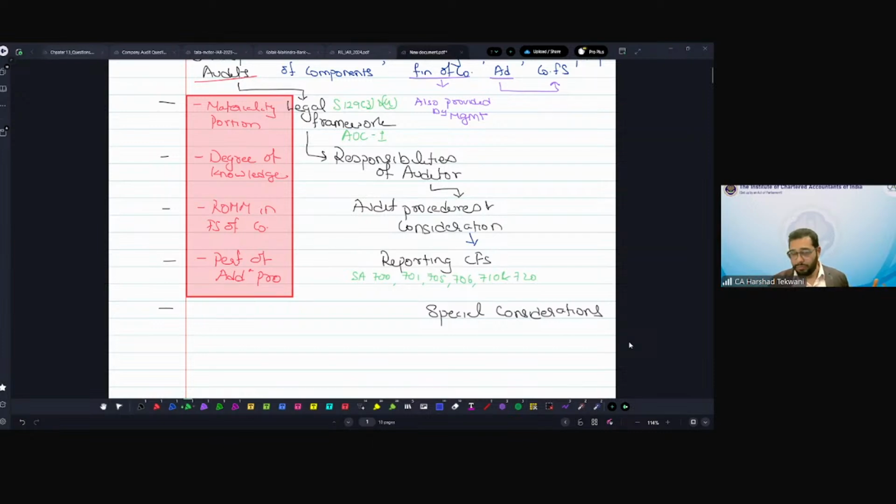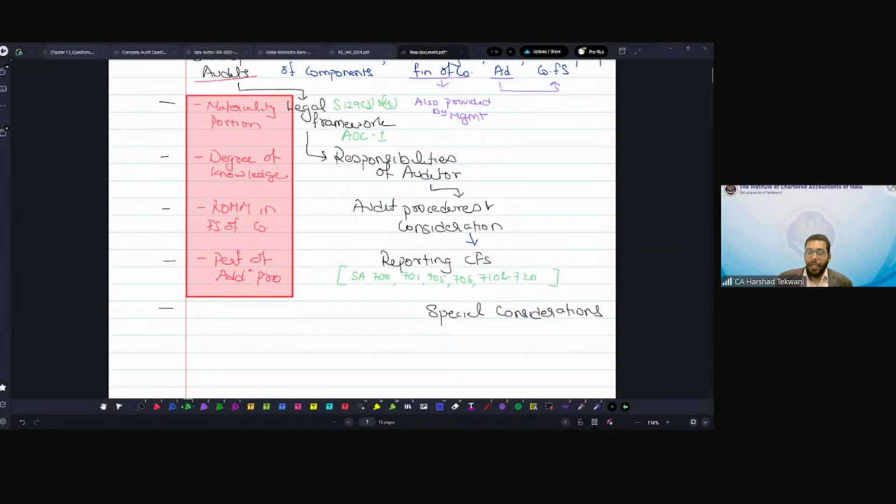Answer is yes. Correct, Sania? So yes, I am required to comply with these SAs. That means the way I issue an audit report under standalone financial statements, I need to issue an audit report under consolidated financial statements. The way I have modifications, similarly I will have modifications. The way I have EOM and OM paragraphs, similarly I will have EOM and OM paragraphs. Other information, comparative periods, corresponding figures, everything will be the same.